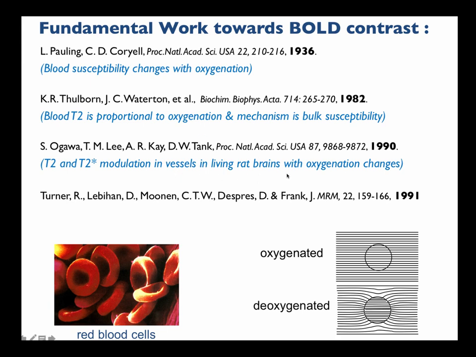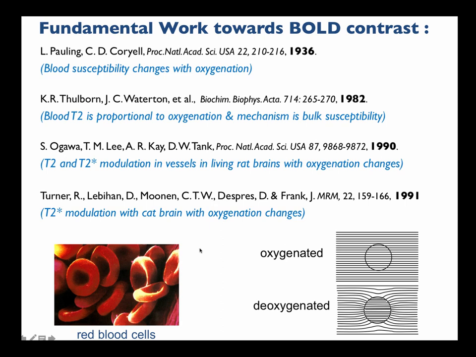So he found that they were changed by changing the oxygenation in rat brains by modulating their oxidation level. Bob Turner showed the same thing, and he did this by cutting off the oxygen to cats and looking at the whole brain get dark and back light again. In the process, he was actually looking for diffusion changes, and he kept on seeing these T2 star changes and shifted gears and moved in that direction.